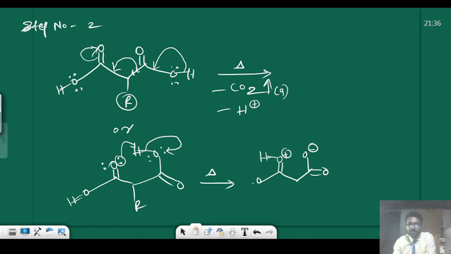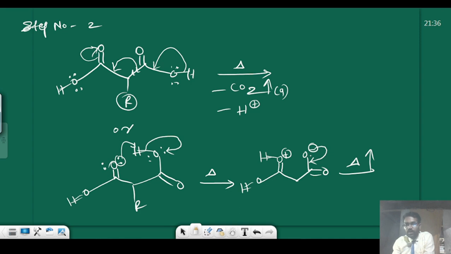After this process, the anion which is generated over here is unstable. Again, what is the condition? Heat. We are heating this reaction medium. Now this charge will move further like this, so there is formation of a bond between oxygen and carbon.